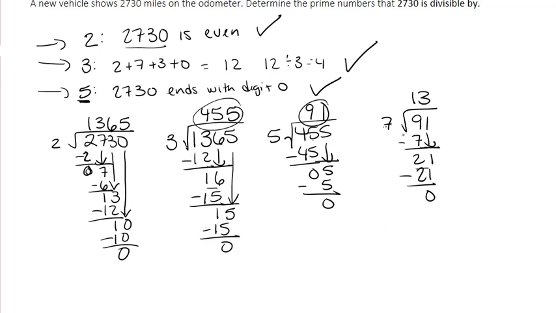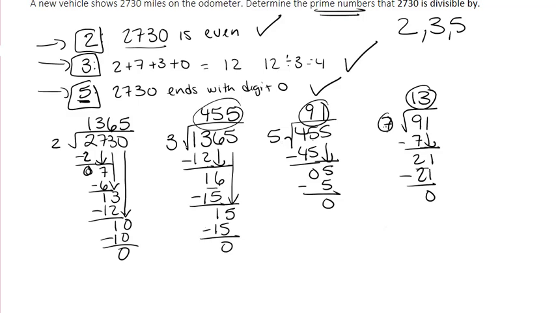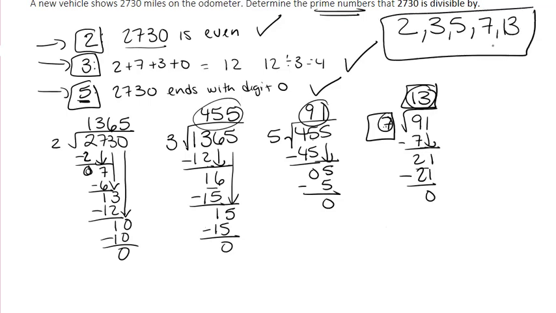And therefore we have 7. And then now we have 13. And 13 cannot be further divided. So we would say we are done. So the prime numbers that it is divisible by are 2, 3, 5, and then we have 7 and 13, as those are also prime numbers. So these are the prime numbers of 2,730.